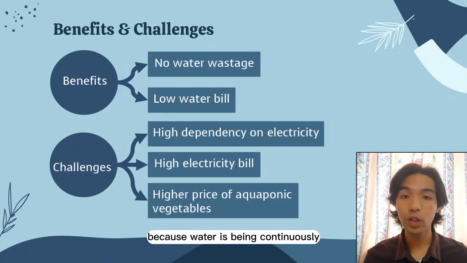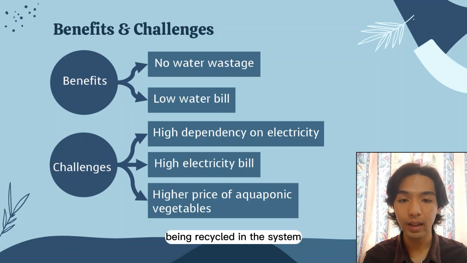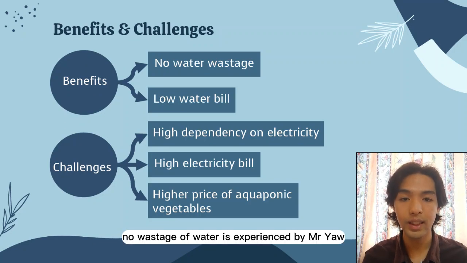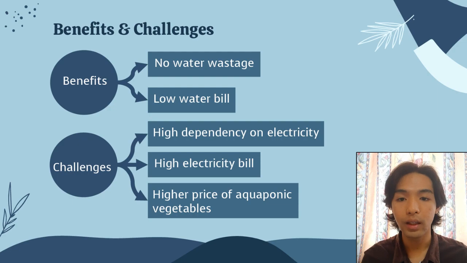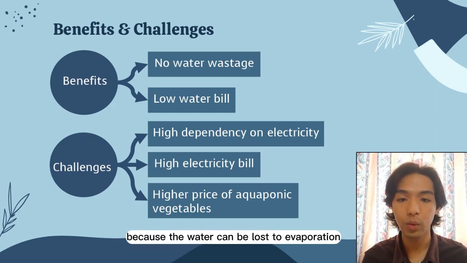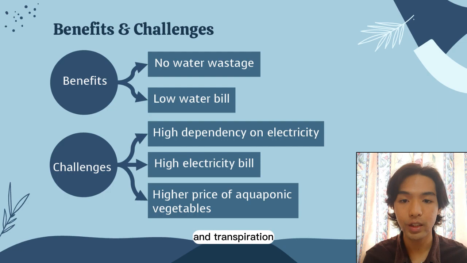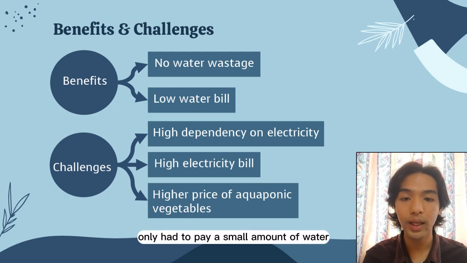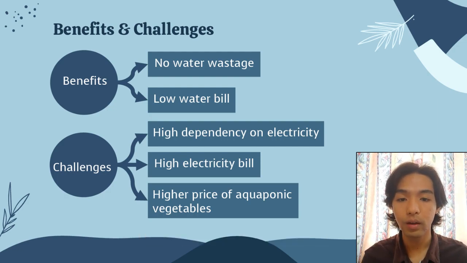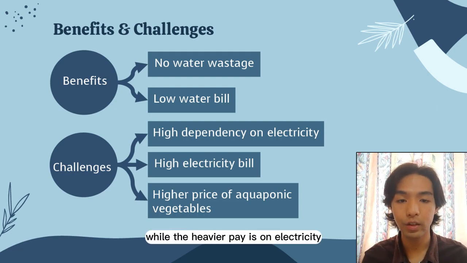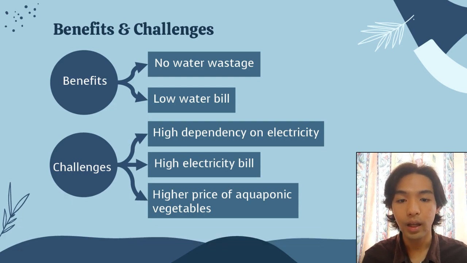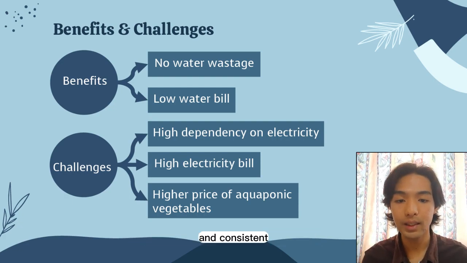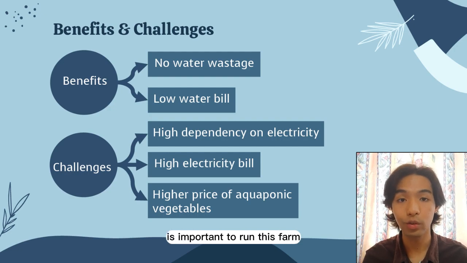I see. Because water is continuously being recycled in the system, no wastage of water is experienced by Mr. Yaw. However, he does need to add in more water because water can be lost through evaporation and transpiration. Because of this, Mr. Yaw only has to pay a small amount for his water bills, while the heavier cost is electricity. This is one of the challenges of running an aquaponic farm, as it is highly dependent on electricity due to the pump needing to run 24 hours. Therefore, electricity bills can be higher, and consistent electricity availability is important to run this farm.